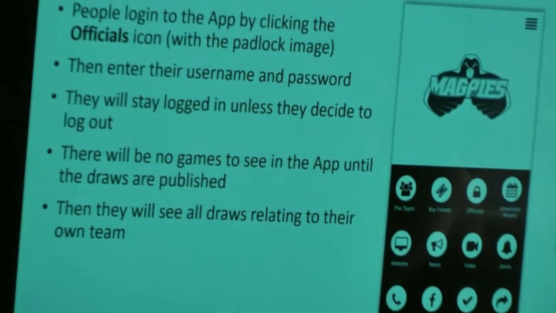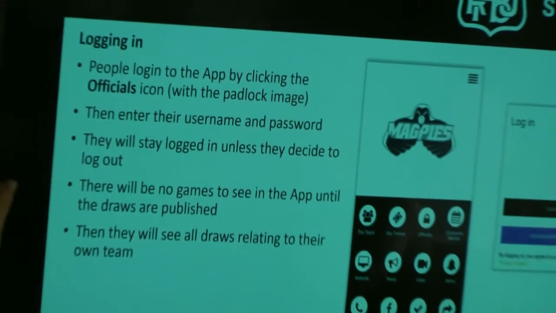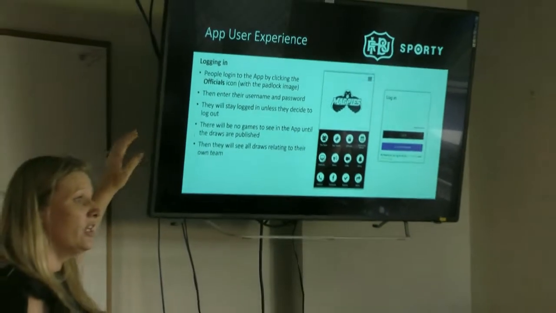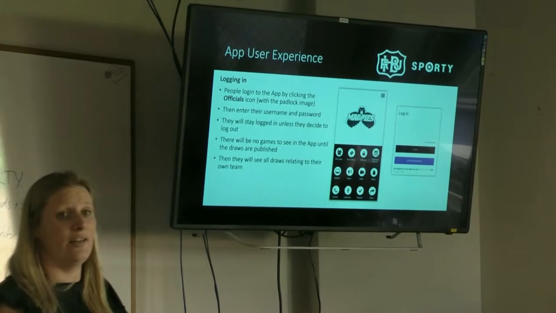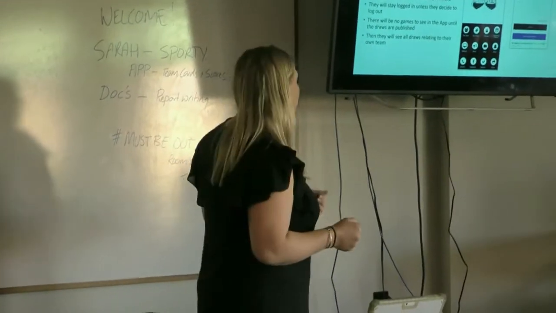Important to know, the first time that you log in, unless there's been a game assigned to you as a referee, you're not going to see anything in the app. So there's nothing to see until you have a game assigned to you. So you might first log in and you might not see anything. You'll only see games once they've been published and they've been assigned to you.